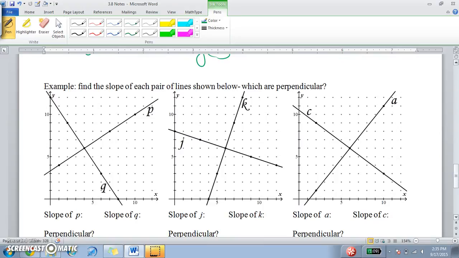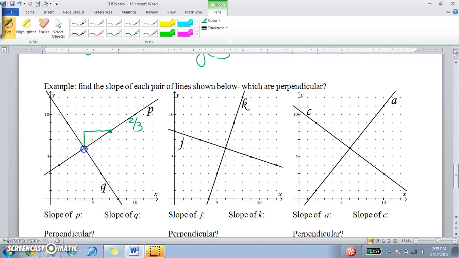Find the slope of each pair of lines and determine which ones are perpendicular. So here, let's start in the middle. Let's find the slope of this line P first. If I count from this point to this next point, I've got a rise of 2 and a run of 3. So this has a slope of 2 over 3.